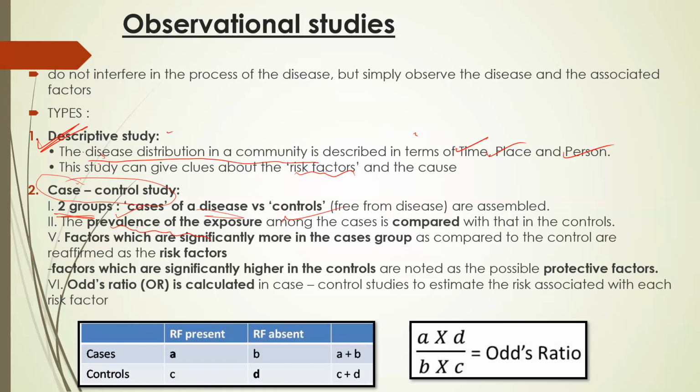That's the reason why odds ratio comes into the picture. So you're trying to associate whether the risk factor or the exposure is actually causing the disease, or whether it is protective with respect to the disease, or whether it has no connection at all, depending upon the odds ratio value.